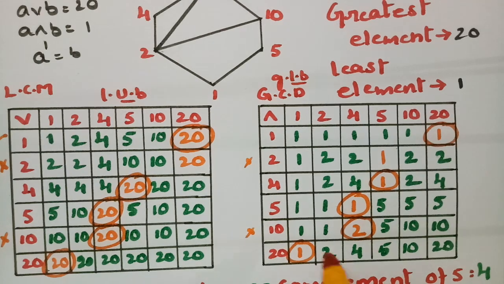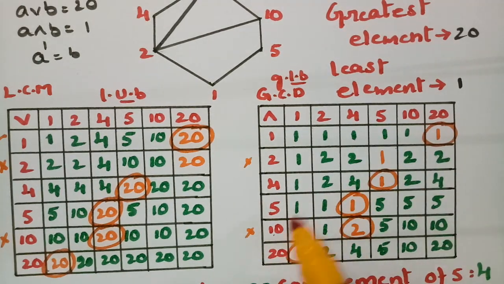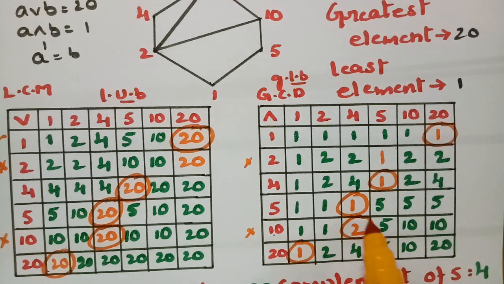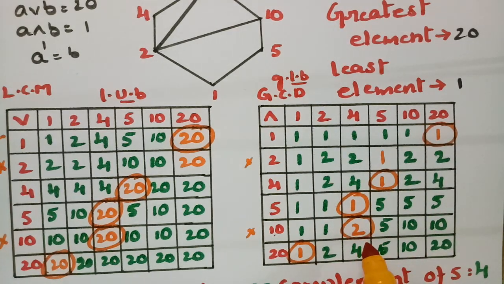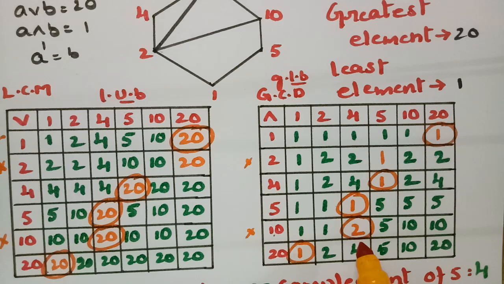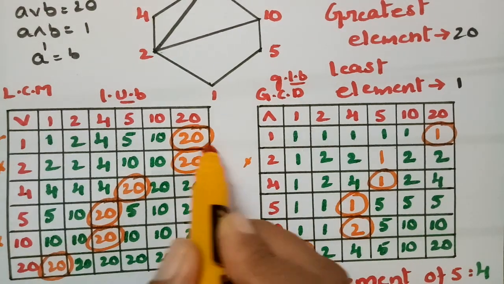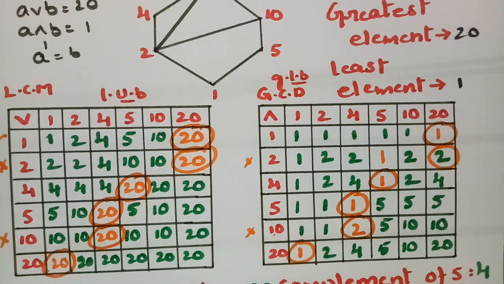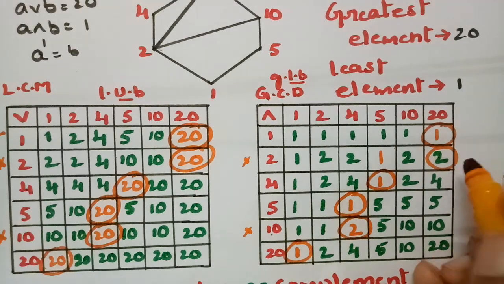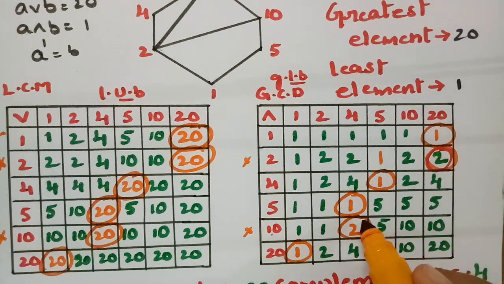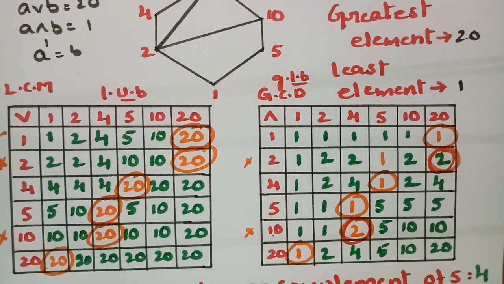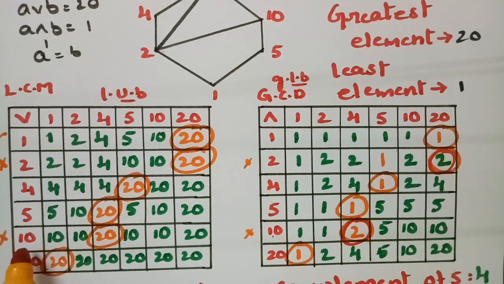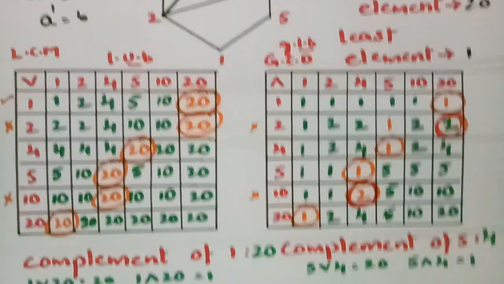So there is a problem with 2 and a problem with 10 here. 10 meet 4 doesn't equal the least element. Here the least element is 1. And coming to this, here is the greatest element, whereas here there is a 2. So there is a problem with 2 here. Therefore we say that there is no complement for 2 as well as 10.